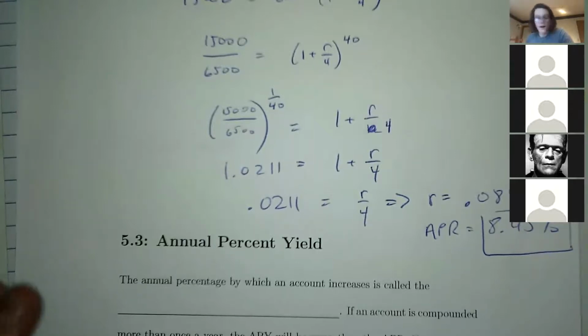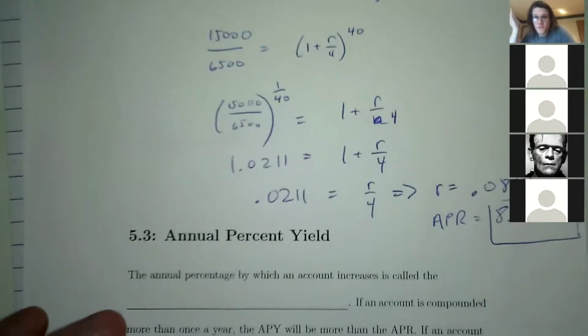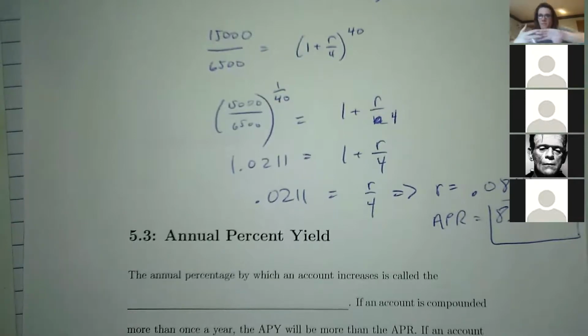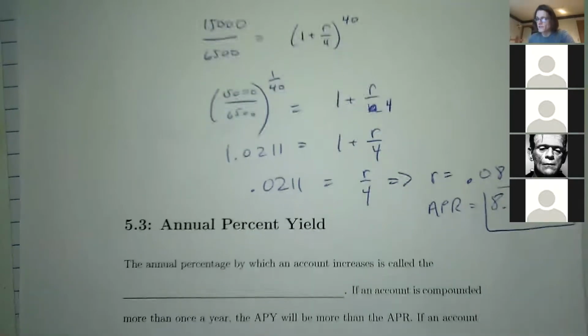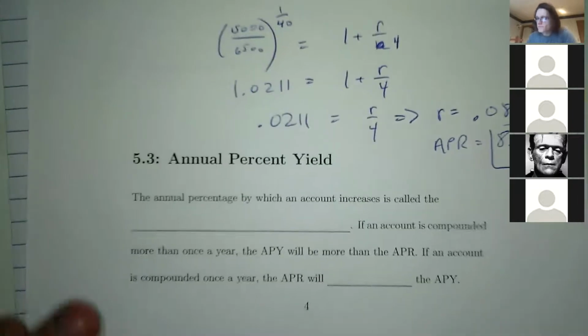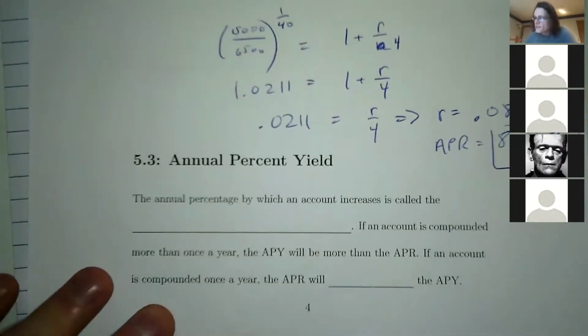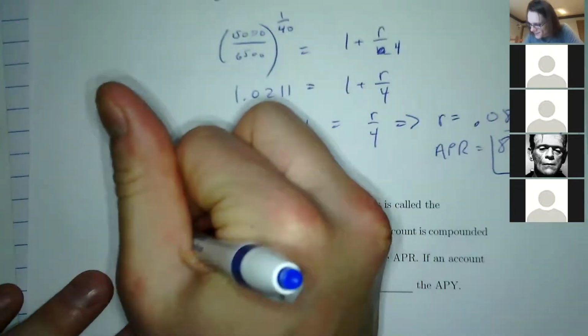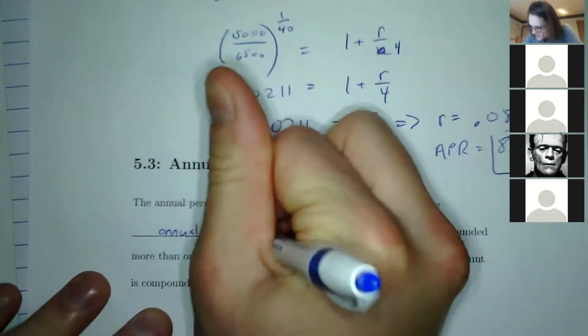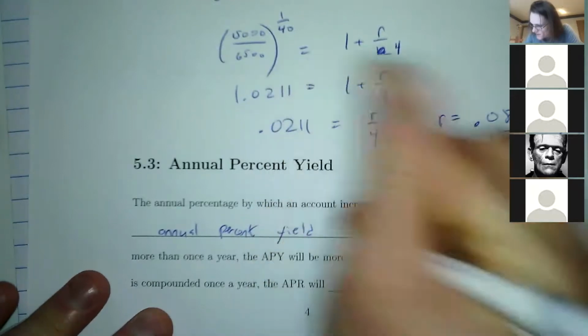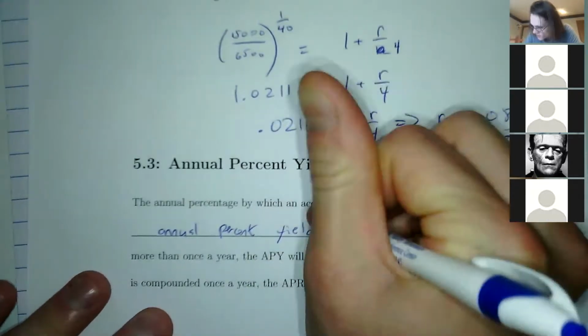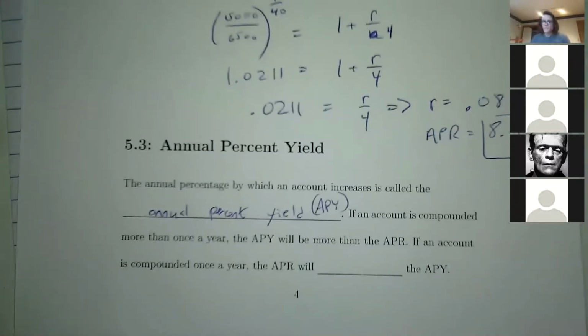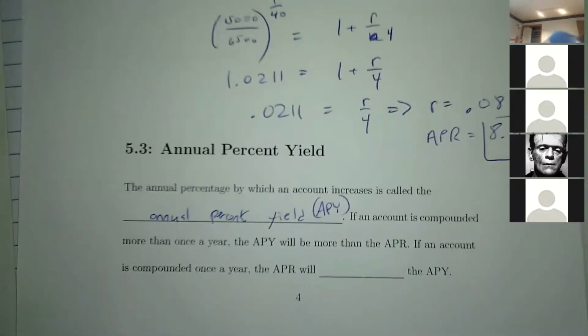Anyway, so that's all the compounding interest. That's 4.2. But this is kind of 5.3, called the annual percent yield, and it's the same thing. It's directly related to compound interest. So let's start talking about that. So the annual percent by which an account increases is called the annual percent yield, also known as the APY, for obvious reasons, right? APY.